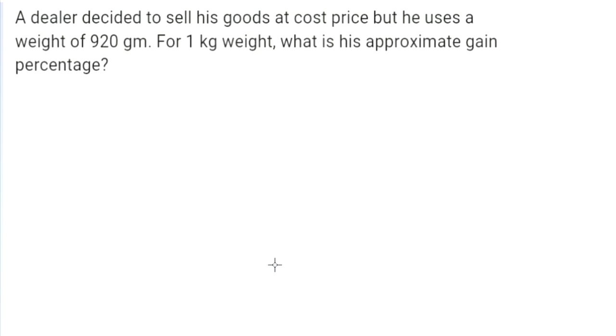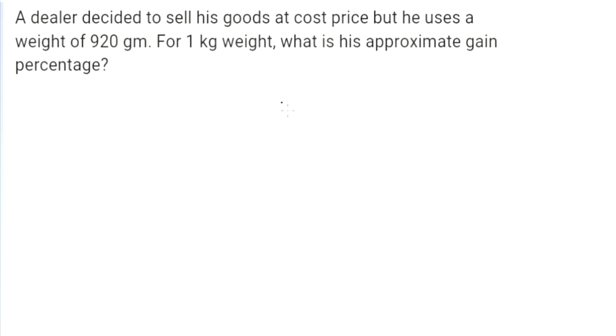Let's talk about fake weights being used or dishonest dealers. Those are simple questions. Here, a dealer decided to sell his goods at cost price, but he uses a fake weight of 920 gram for 1 kg weight. What is his approximate gain? You don't need to memorize those formulas like error divided by and those stuff. This can be simply calculated using the percentage idea that we have.